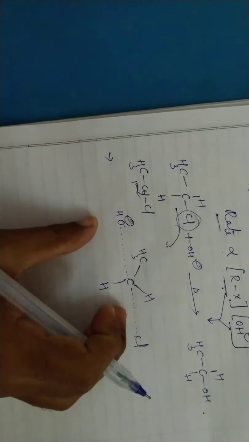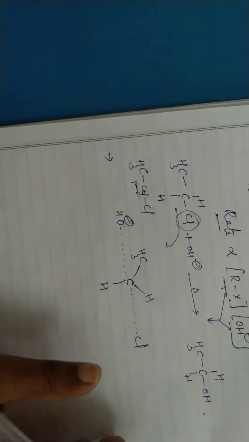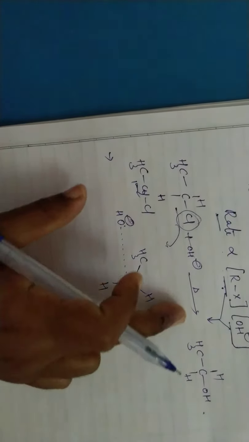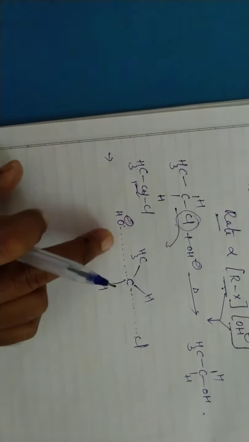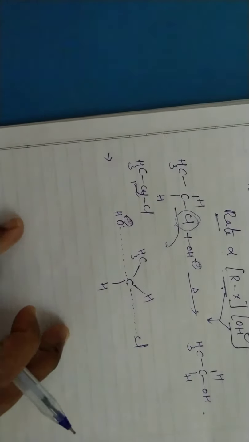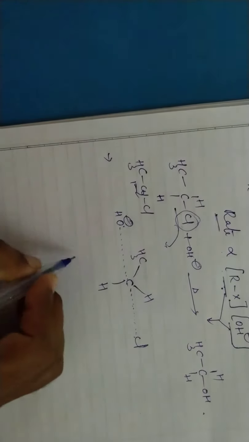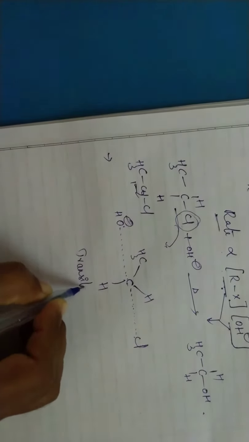That means the two steps are taking place simultaneously. What are the two steps? Chlorine is going out and the new incoming nucleophile is coming in. That means both the steps are taking place simultaneously. So this is called as transition state.